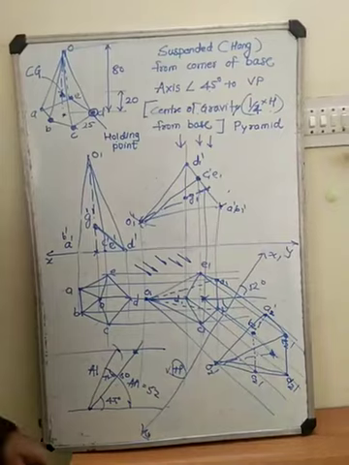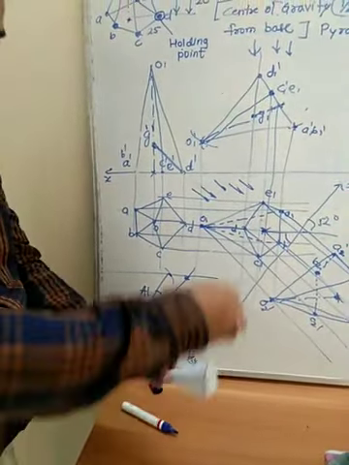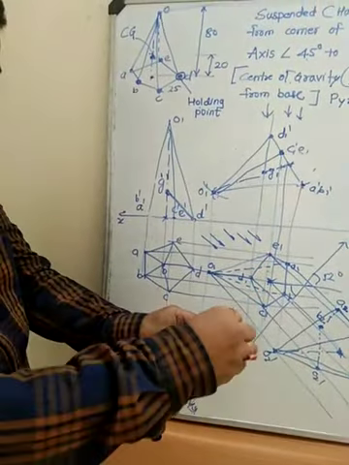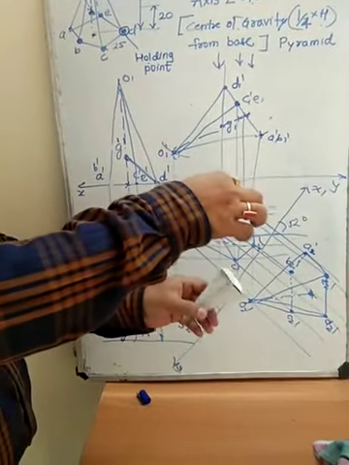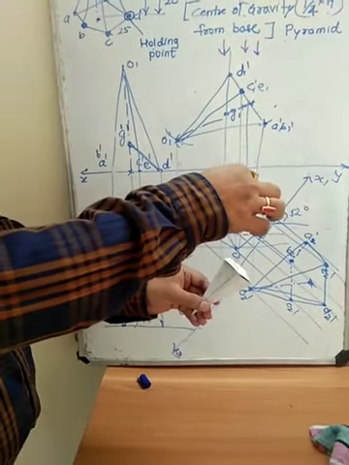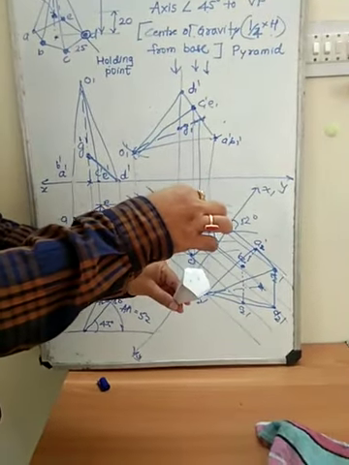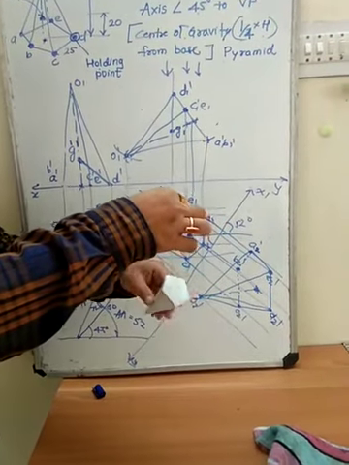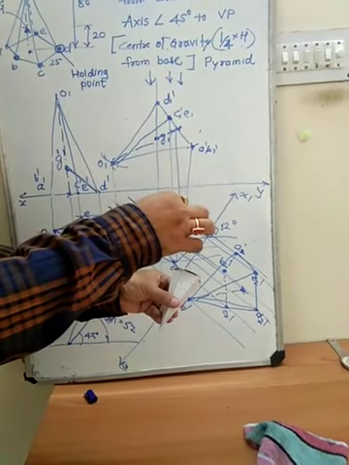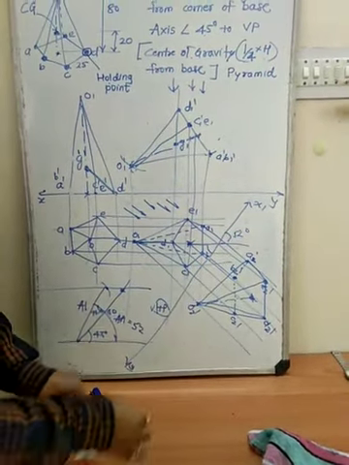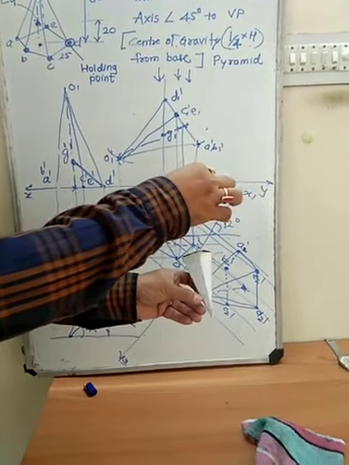And suspended solid, that means first step is like that. Second step front view and top view. And in third case make the inclination with VP. Axis should be inclined to VP 40 degree, and you will get here the final view. So the position is like that. So first step, second step and third step. Okay, thank you.